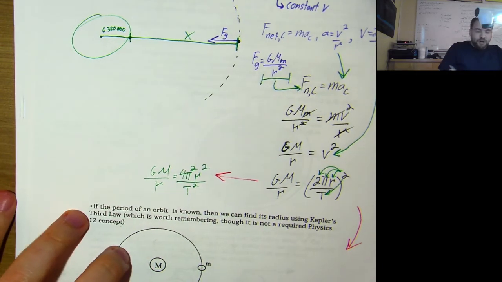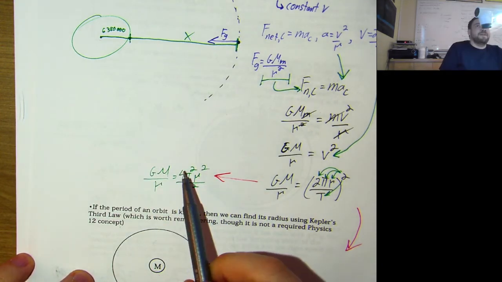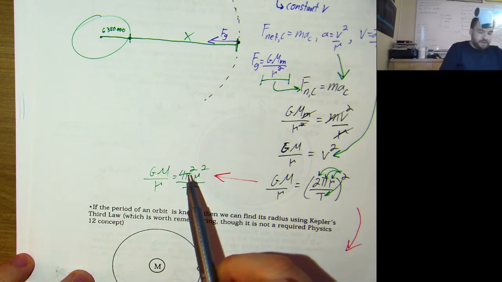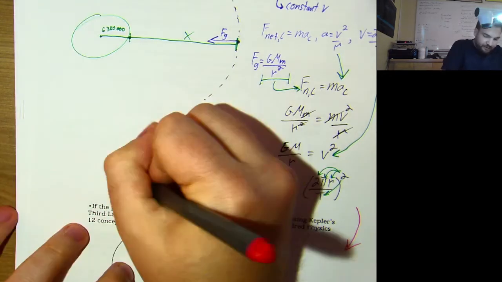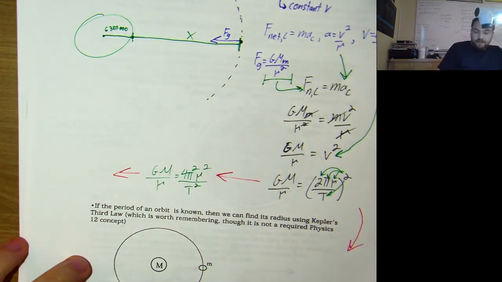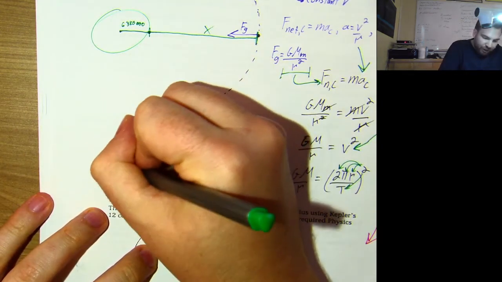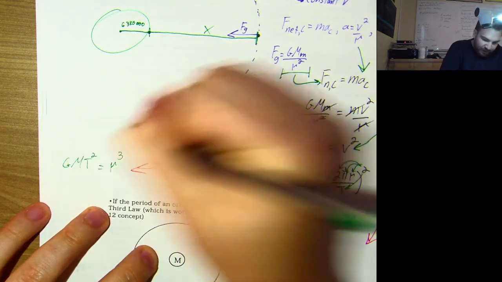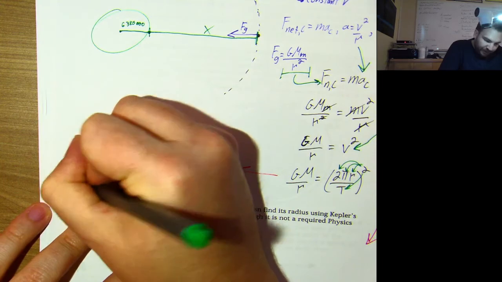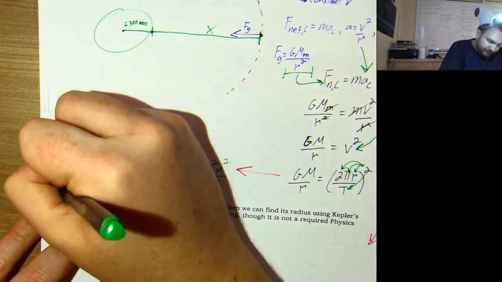To isolate for R, I'm going to multiply this R up, and I'm going to multiply this T squared up, and I'm going to divide both sides by 4 pi squared. Okay? So I'm going to get that R cubed is equal to G M T squared over 4 pi squared. And then I can take the cube root of both sides.